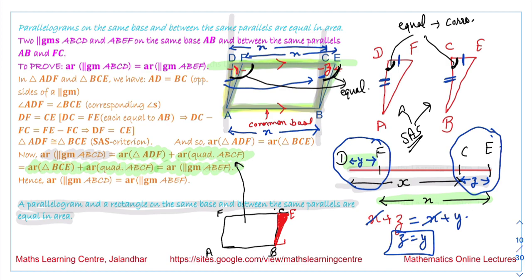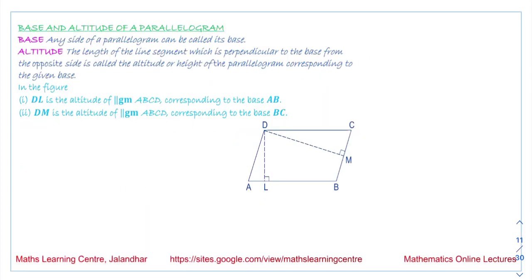Next thing we have is base and altitude of a parallelogram. The first definition is the base. Any side of the parallelogram can be considered as a base. Next is the altitude. It is the length of the line segment which is perpendicular to the base from the opposite side. So we are talking about any parallelogram ABCD that is given.